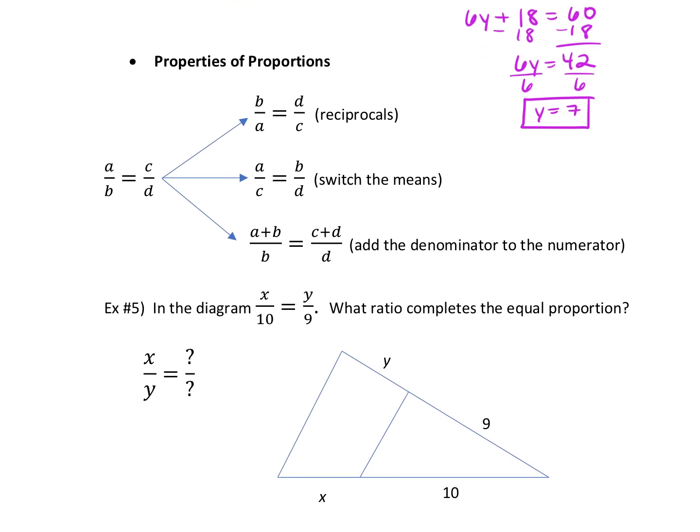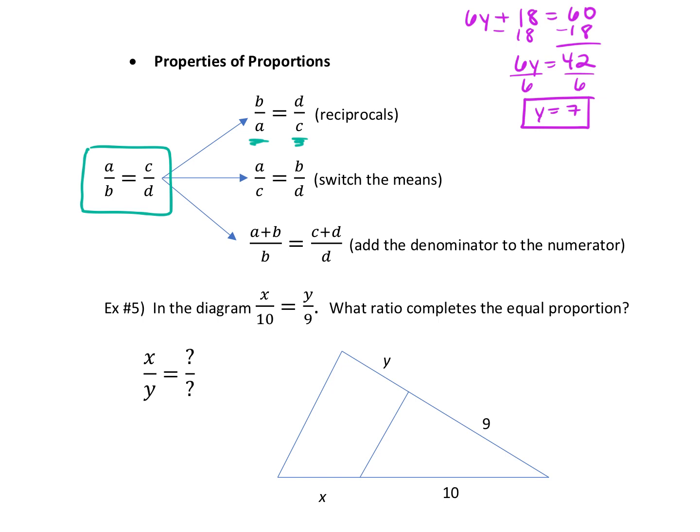So here's the idea. If we start with a over b equals c over d, one of the properties of proportions says I can take the reciprocal. What's a reciprocal? Flip it, right? Flip it over. So a over b becomes b over a. I can take the reciprocal of both parts and set them equal, and they will still be equal. Okay, so one is flip both parts over. A over b becomes b over a, c over d becomes d over c. Still an equal proportion, okay?